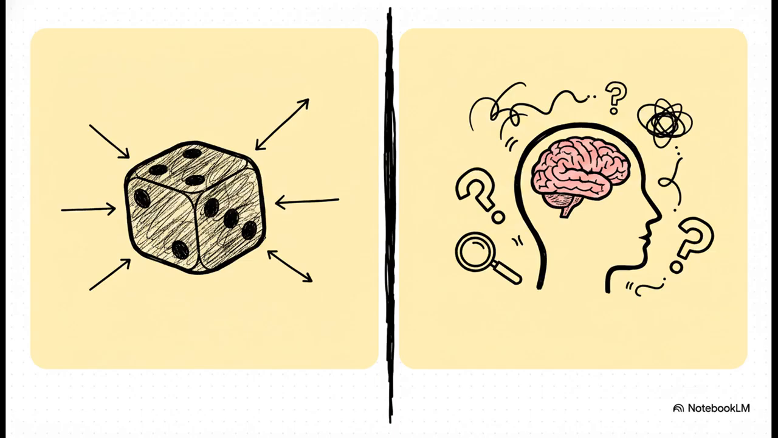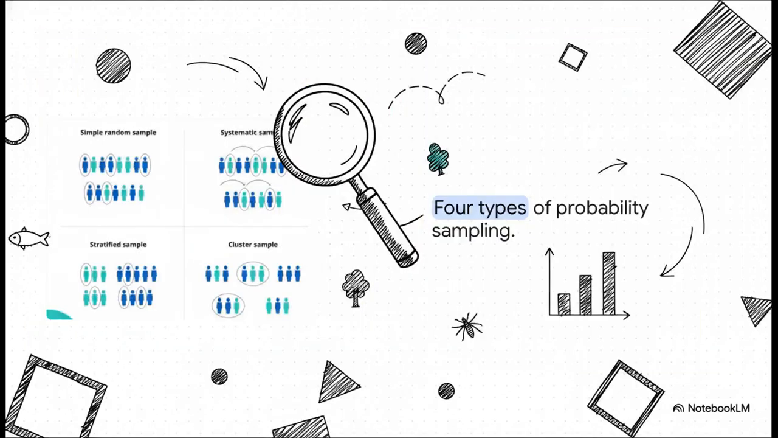On the completely opposite hand, we have non-probability sampling. Here, the chance of a unit being selected is totally unknown, which makes the whole process highly subjective. Let's focus strictly on those mathematically sound probability methods first. Because every single unit has a known, objective chance of being chosen, these methods are basically the gold standard for minimizing our own human bias.